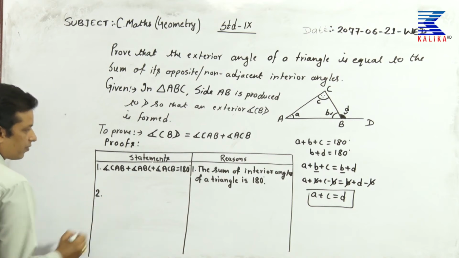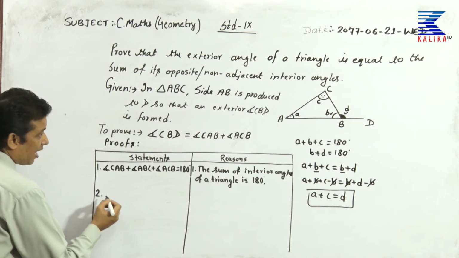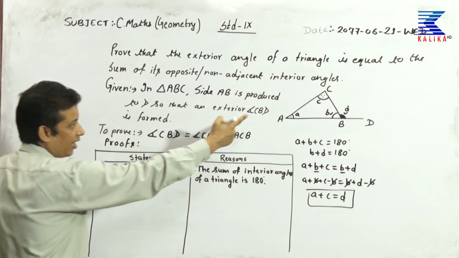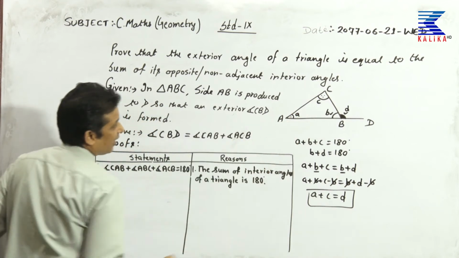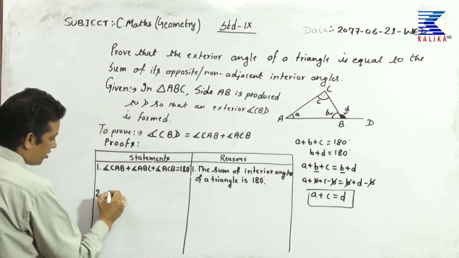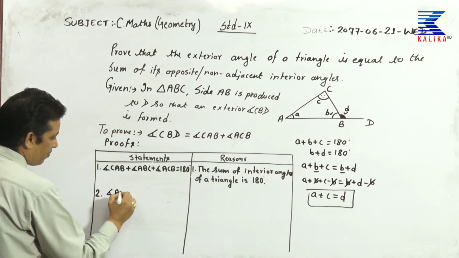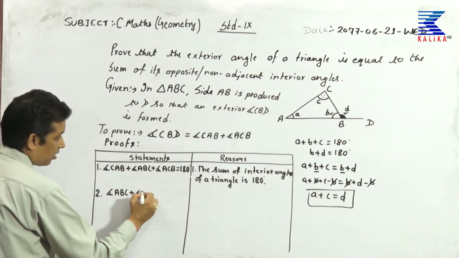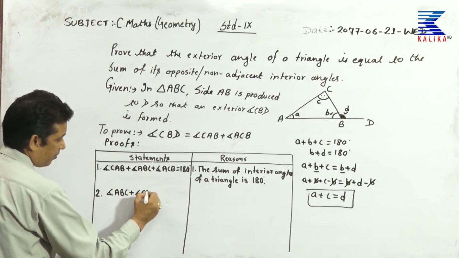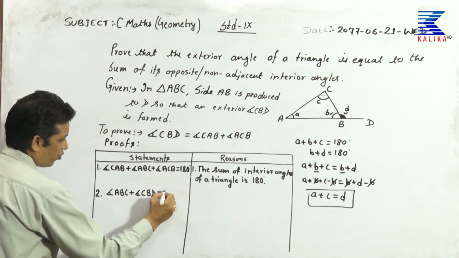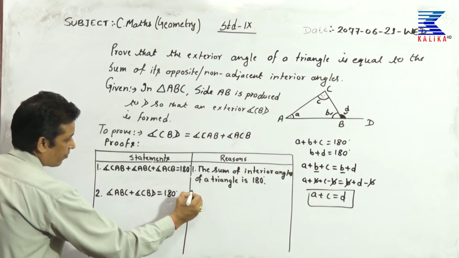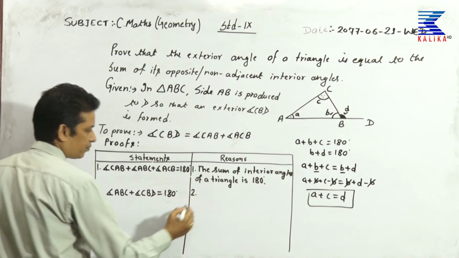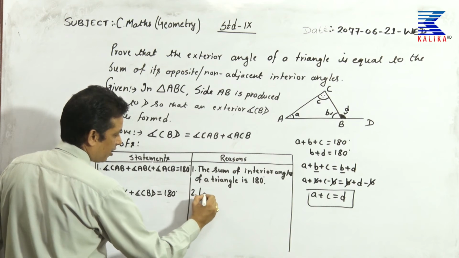Number 2. Next I am writing, dear student, look in the figure that I have named B here, that B angle is, can you name B angle, dear student? Angle ABC plus angle CBD is equal to 180 degrees. It is because they are a linear pair of angles.